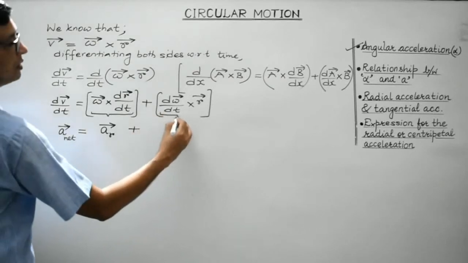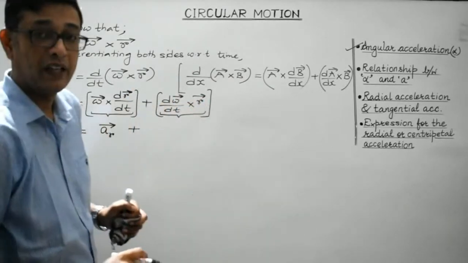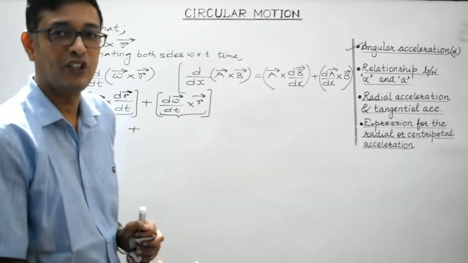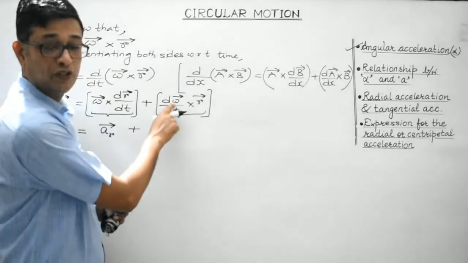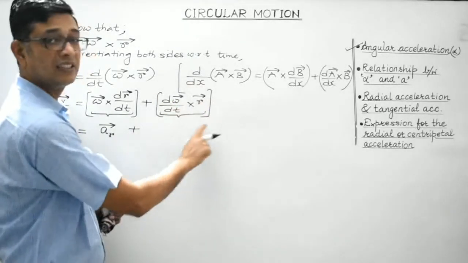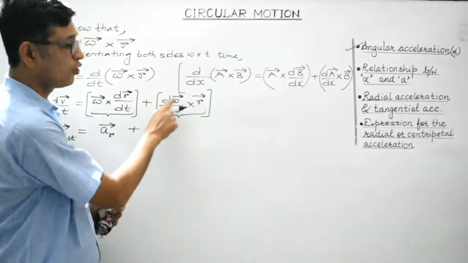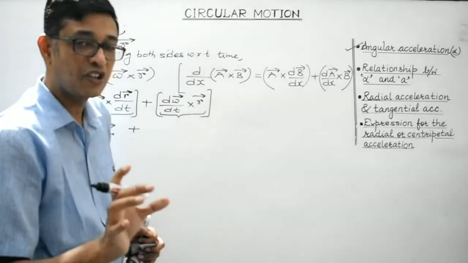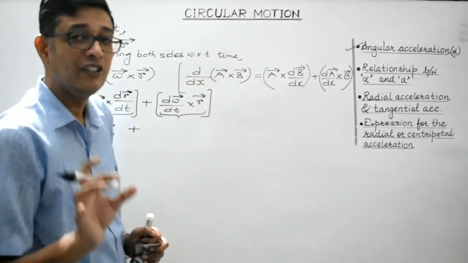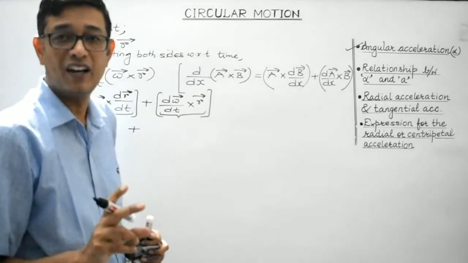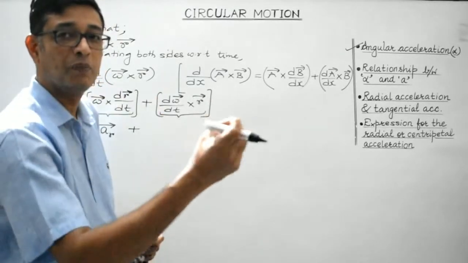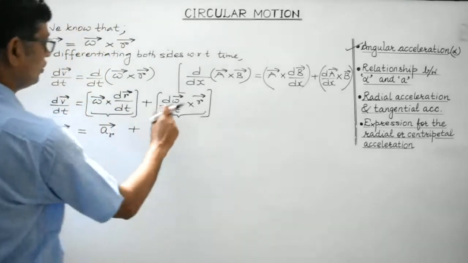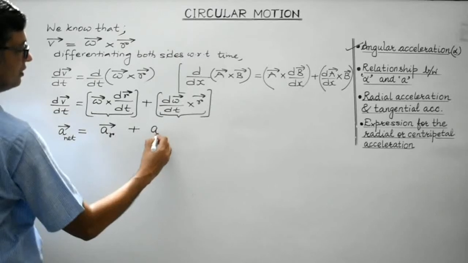And this term, students, will come into play only when the body is moving with varying angular velocity. If it is uniform angular velocity, then this term gets eliminated because the differentiation of a constant is 0. So this term will come into action only in the case of non-uniform circular motion, where the body executes the circular path with varying, changing angular velocity, right? So this is known as the tangential acceleration.